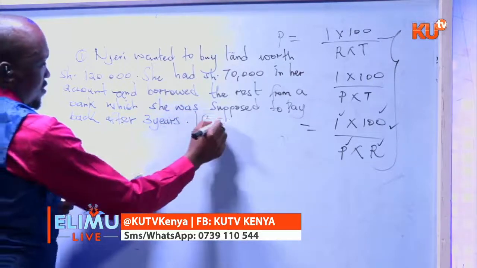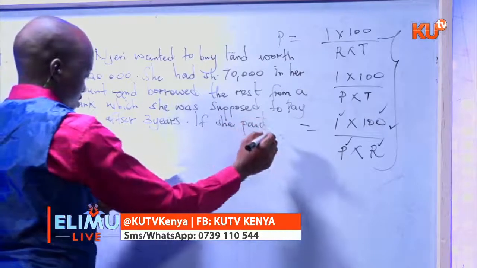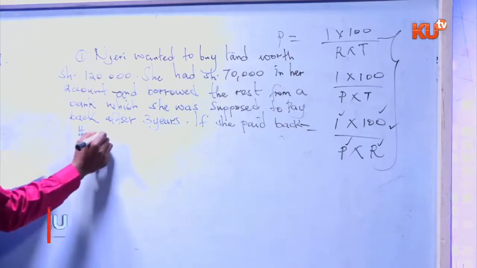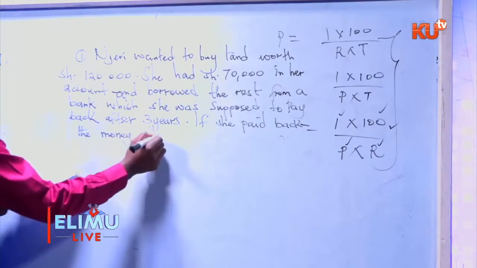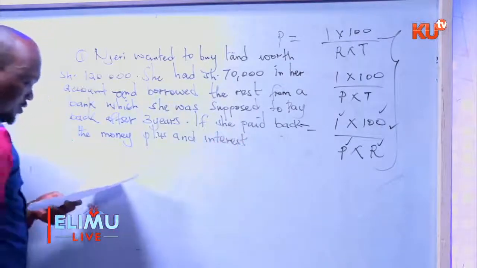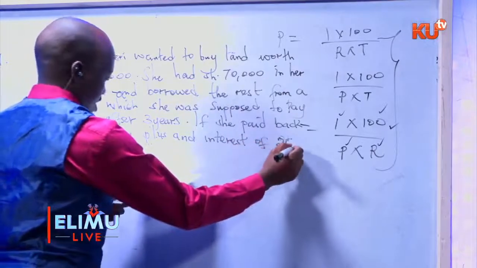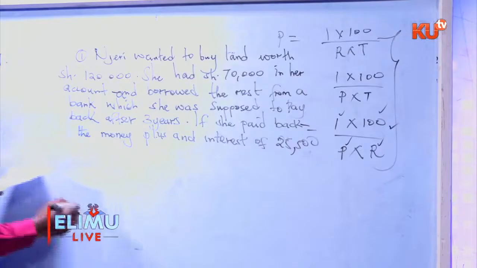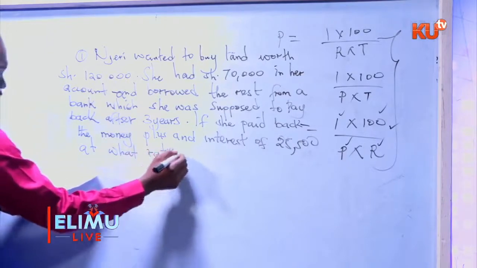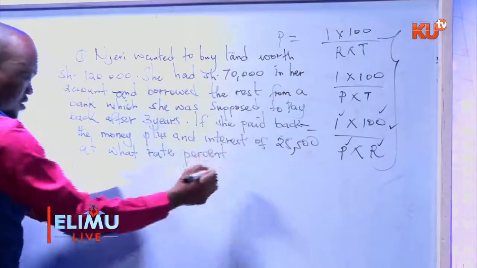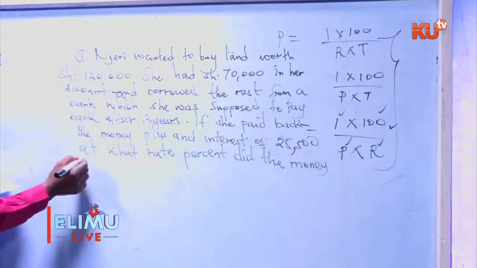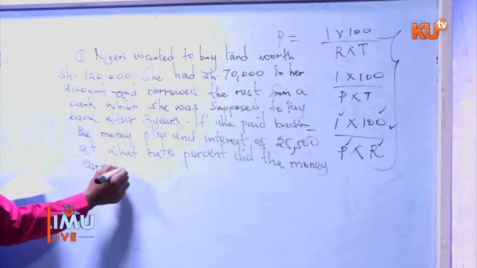If she paid back the money, plus an interest of 25,500 shillings, at what rate percent did the money earn interest?